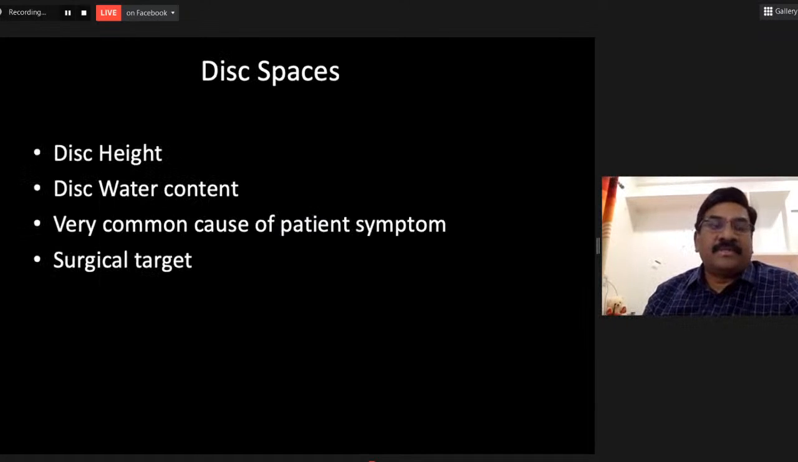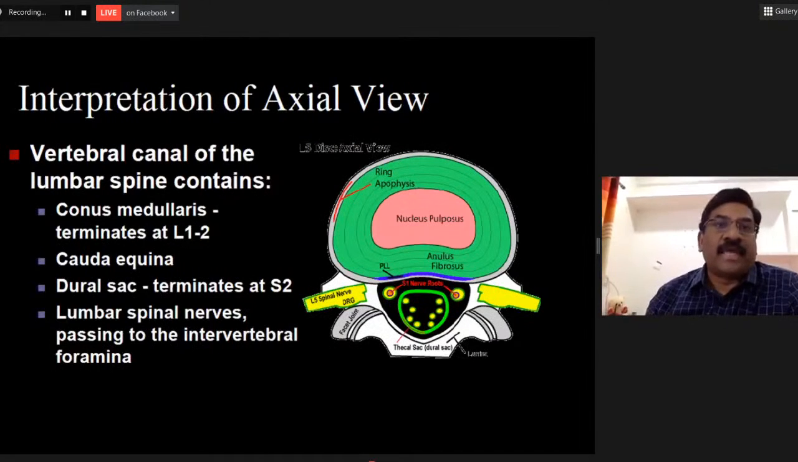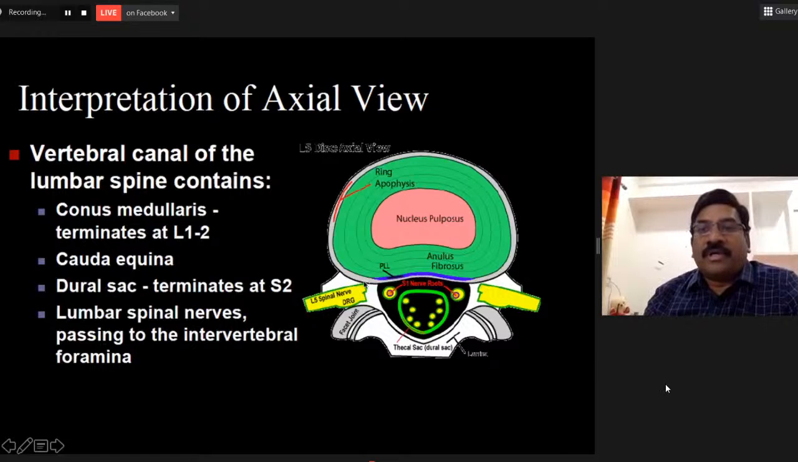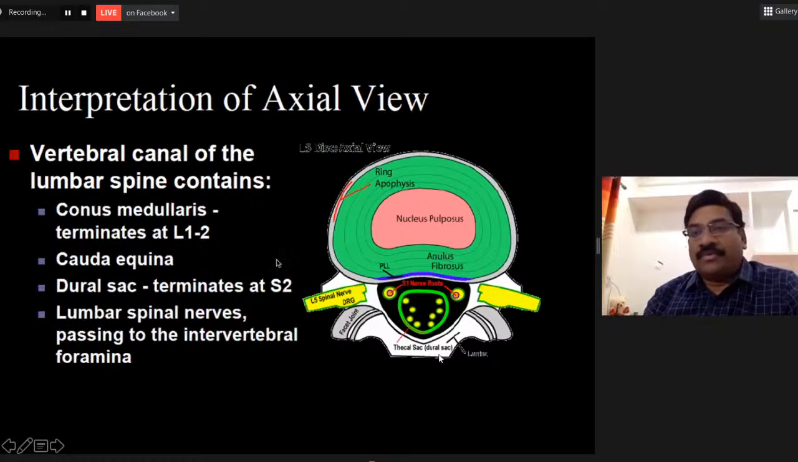Next, coming to the disc spaces. Disc spaces is the most common thing for which we need an MRI. I'll explain them on the axial images. These axial images, interpretation is very important. So this gives a lot of information in addition to what we get in the sagittal sections. So we need to identify that the conus medullaris ends at L1, L2. If you see the axial sections without any cord inside the canal, then you are below L1. And the dural sac terminates at S2. And lumbar spinal nerves are passing through the vertebral foramen.